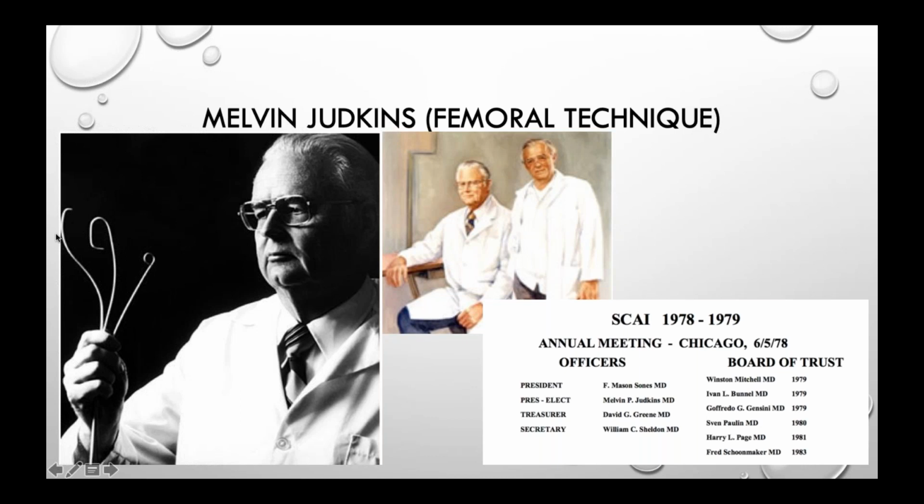Melvin Judkins, as an IR doctor, figured out how to do it from the femoral artery, and he formed these catheters, which are still used to this day, the Judkins right, Judkins left, and the pigtail catheter to do coronary angiography. And in fact, they developed the equivalent of SIR together, which is SCAI, the Society of Cardiovascular Angiographers and Interventionalists. Mason Sones was the president, and Judkins was the president-elect back in 1978.